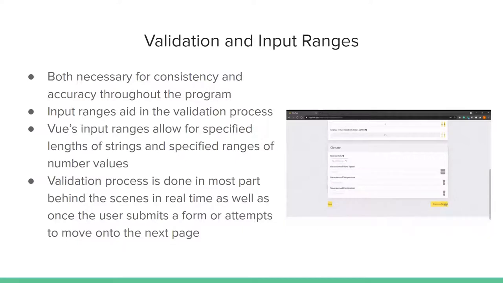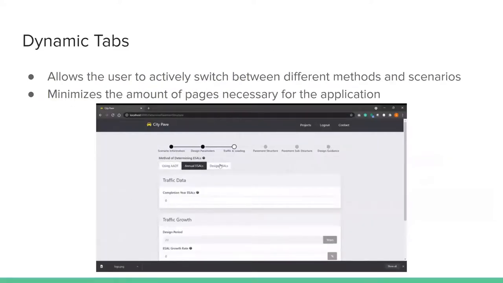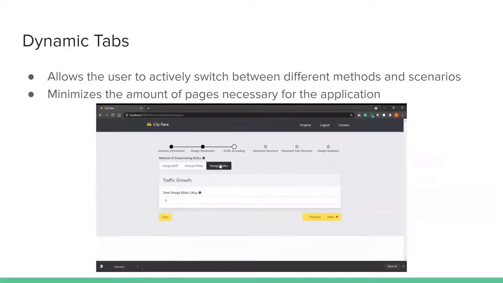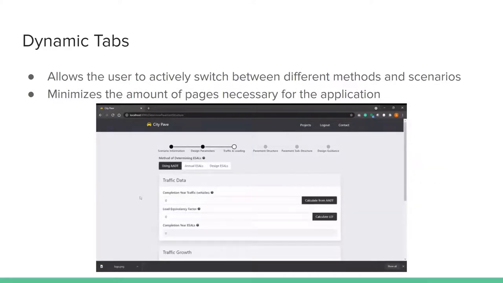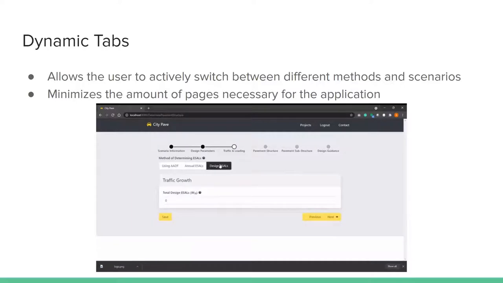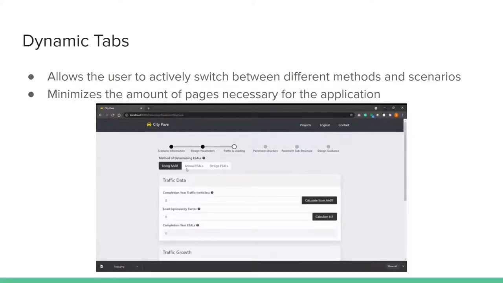Next, for dynamic tabs, they allow the user to actively switch between different methods and scenarios, minimizing the amount of pages necessary for the application. As seen in the little video clip below, it allowed the users to switch easily without needing to change the page completely, allowing for easy accessibility to different methods, as you see in the little video there.